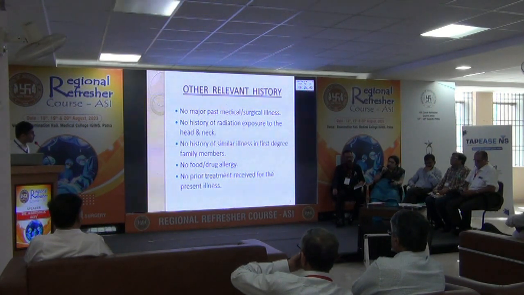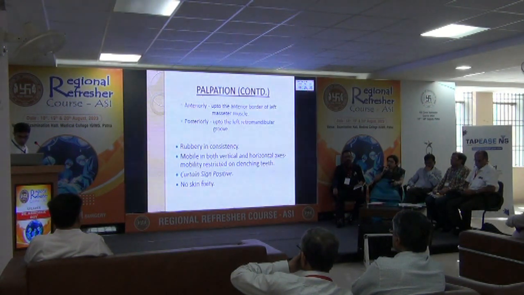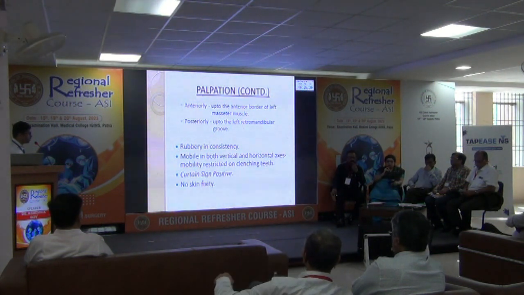Restriction of movement. How to account for that? On your clinical demonstration, you showed it was freely mobile on clenching technique. But over here, you have said mobility in both vertical and horizontal axis is restricted. So how do you account for that?